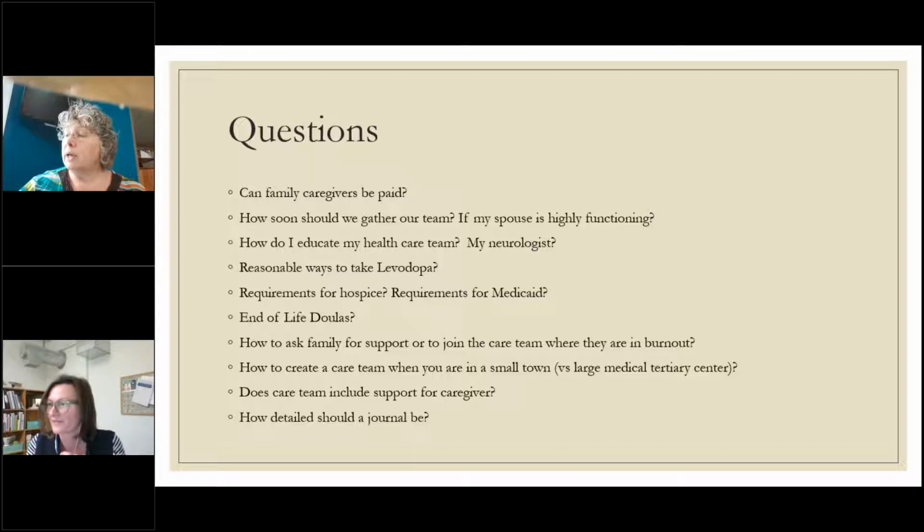I've tried to refer and talk a little bit again about how to create a care team when you're in a small town. Talked about that earlier. And does a care team include support for caregivers? If it doesn't, it should, because without our caregivers and our care team, we're really, really challenged. We really need other individuals. So yes, it should include support, especially from that social worker and nurse, but I've seen other members of the healthcare team and our community support individual caregivers as well.